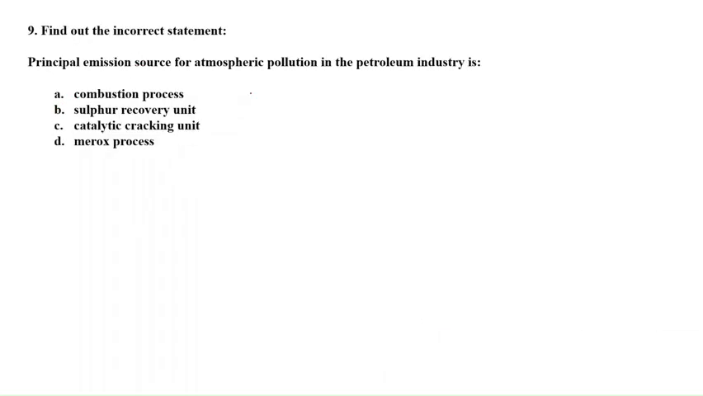Find out the incorrect statement. Principal emission source for atmospheric pollution in the petroleum industry is. So, combustion process also produces pollution. Sulfur recovery unit also produces pollution. And catalytic cracking unit also produces pollution. Whereas this Merox process is basically hydrotreatment, the removal of pollutant, in fact removal of sulfur, which is a pollutant. So, this is basically incorrect.